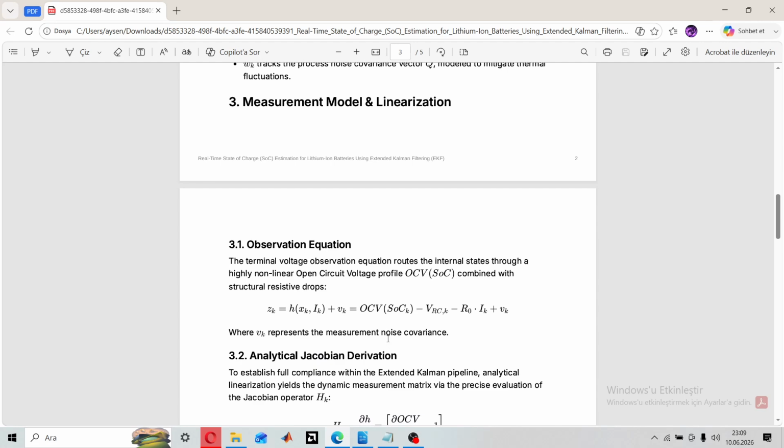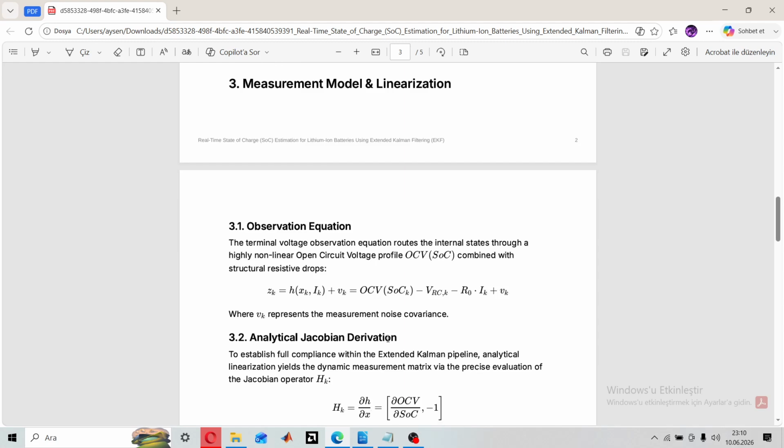Moving on to the measurement model, our observation equation routes the internal states to the terminal output voltage, Zk. It combines a highly nonlinear open circuit voltage profile, OCV, with the structural resistance drops across the internal resistance. As you can see here, to embed this highly nonlinear profile seamlessly into the extended Kalman pipeline, analytical linearization yields our dynamic measurement matrix via the precise evaluation of the Jacobian operator.